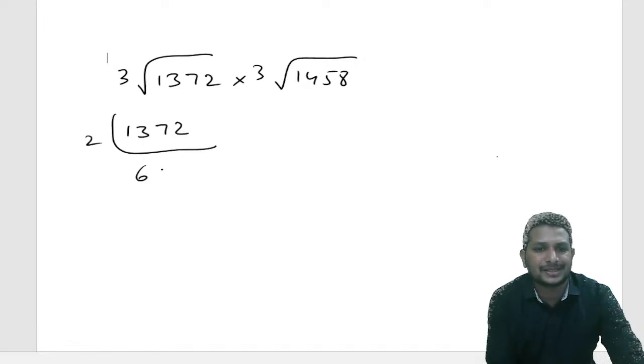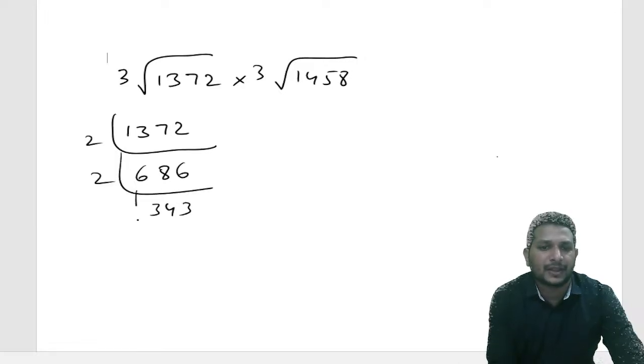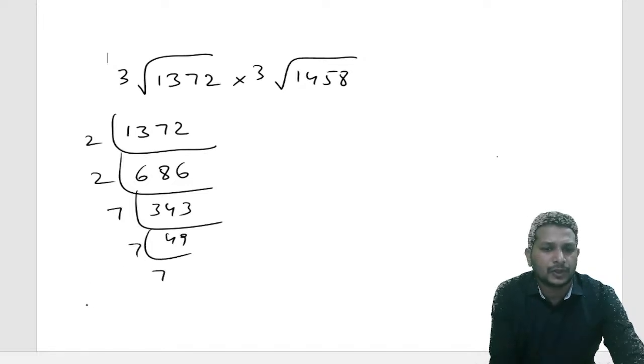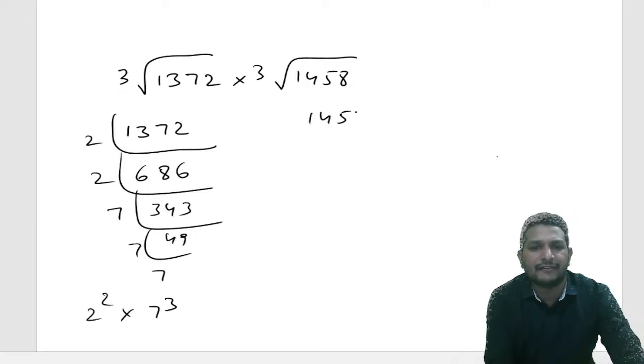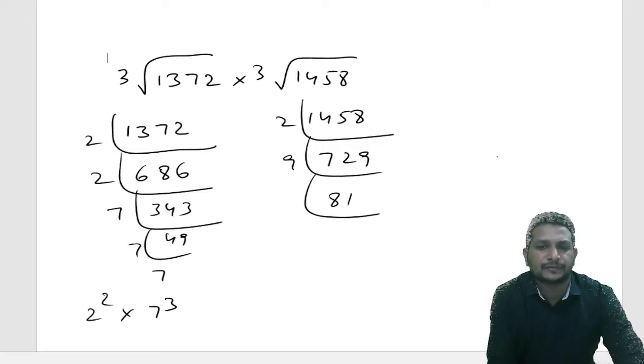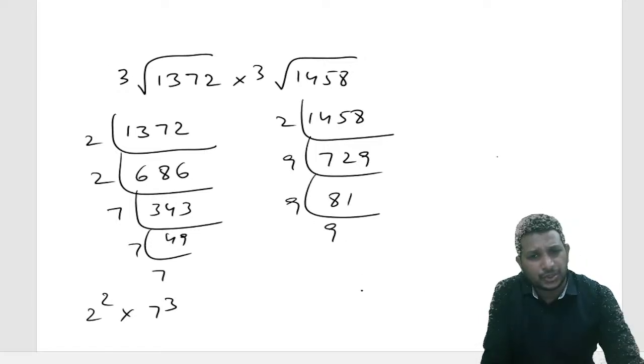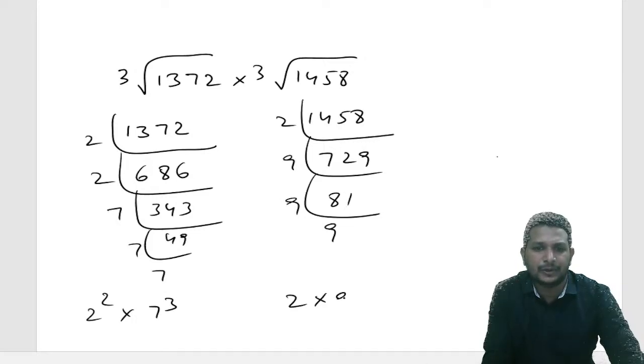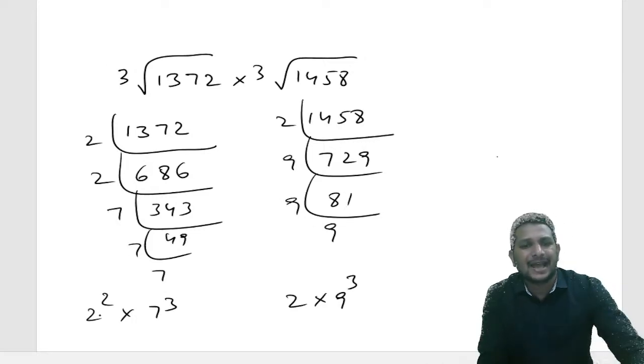So first find the prime factorization. 1372 gives 2, 686, 343. 343 I'll be getting with 7, right? 7 cube. So 2 square into 7 cube. Coming to 1458, apply prime factorization. 729, this is a cube of 9. We can use that directly. 2 into 9 cube.